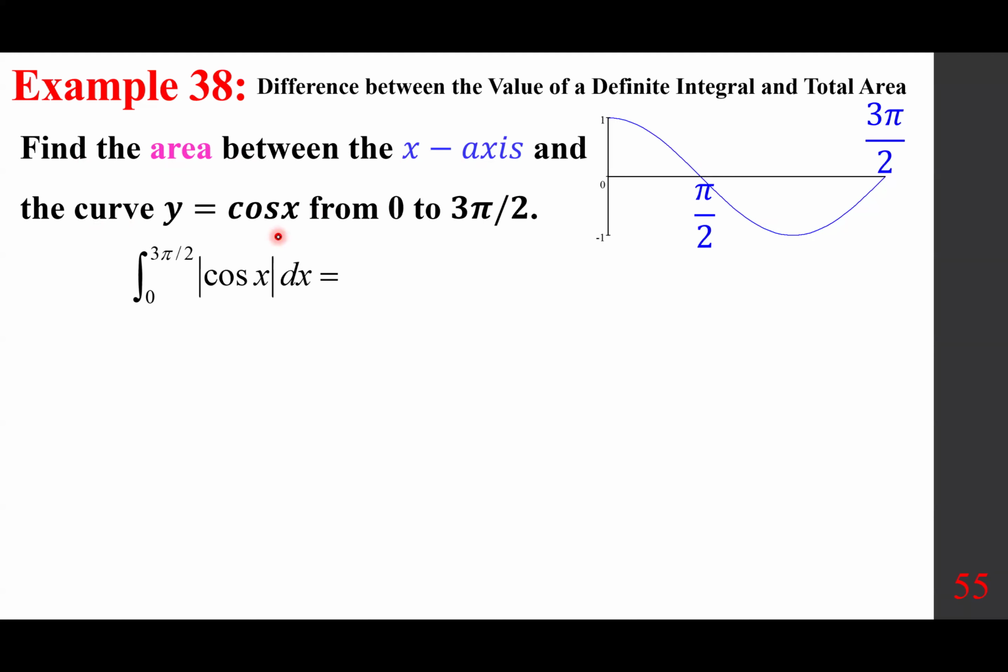If you want the area, you have to go with the absolute value of cosine. Because this is above and is considered positive. This is below and it's considered negative, everybody. This is positive. This is negative. This area, positive. This area, negative. If you want the area, you have to go with the absolute value. If you do not put the absolute value, it gives you the definite integral which represents difference of areas or signed areas.